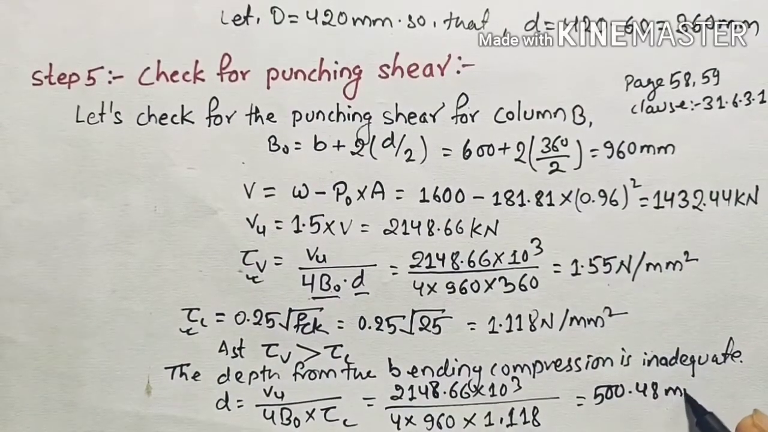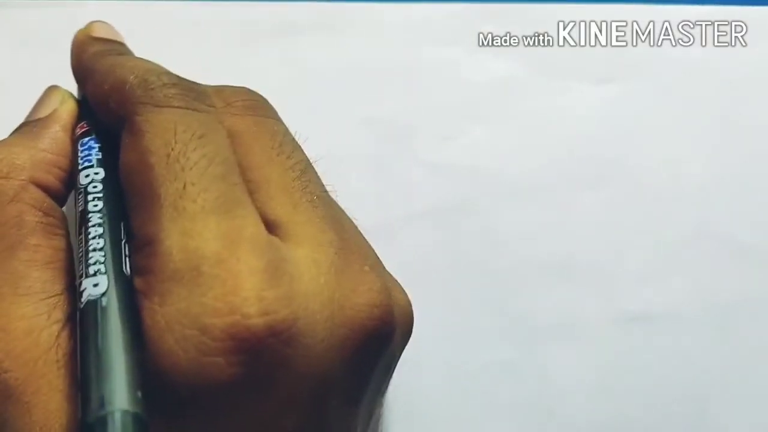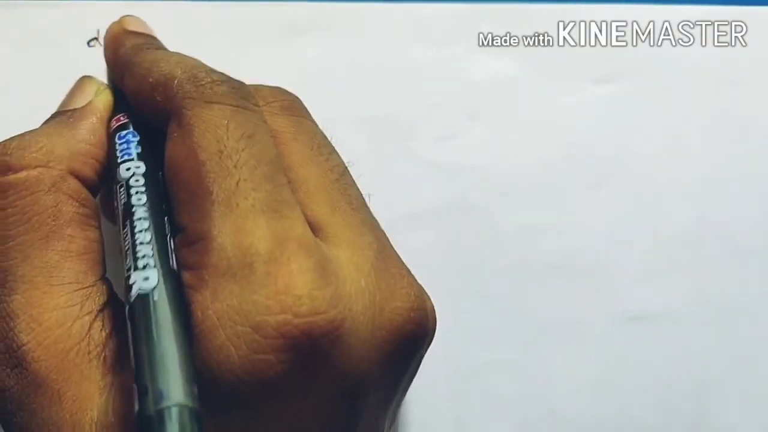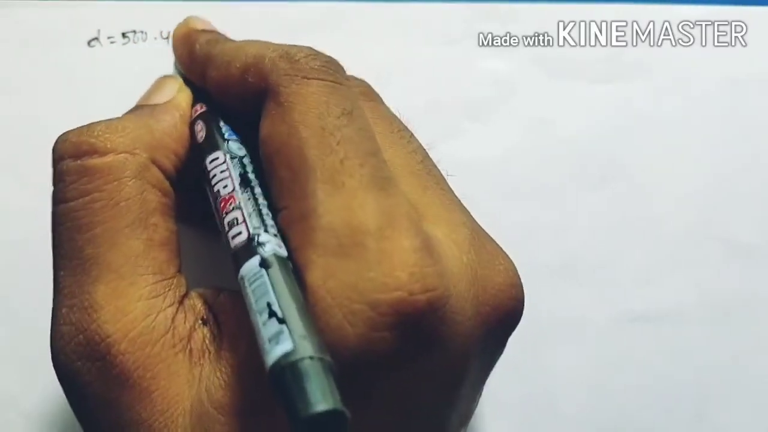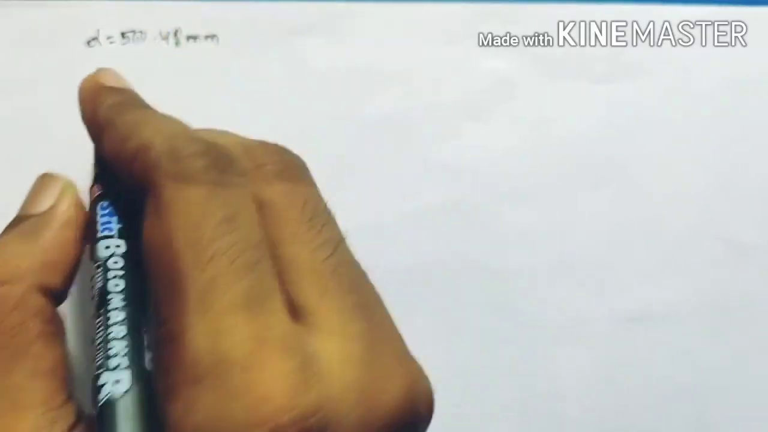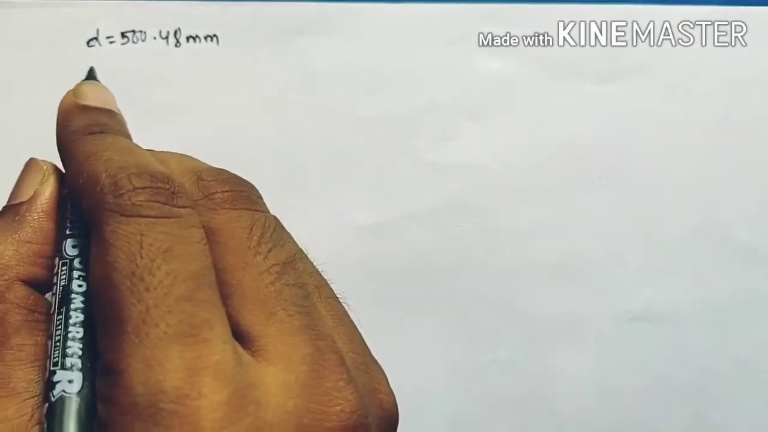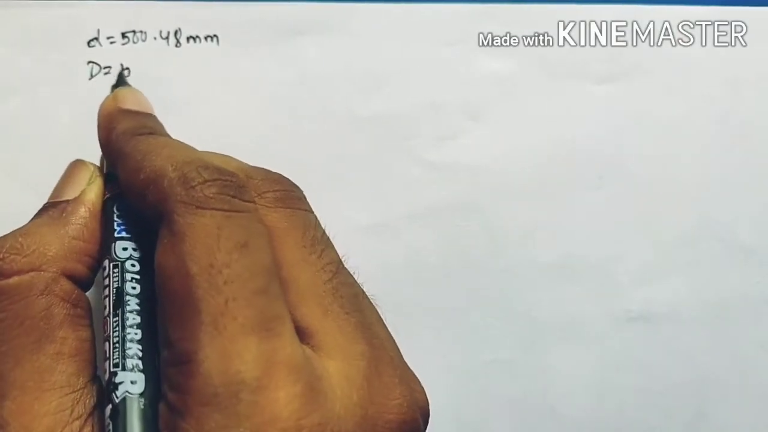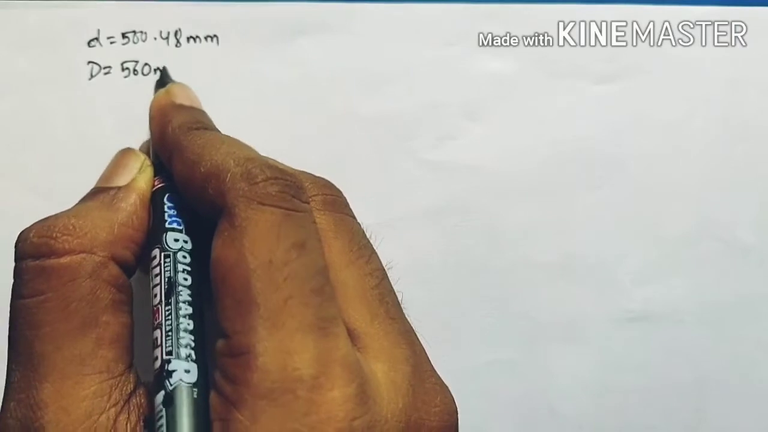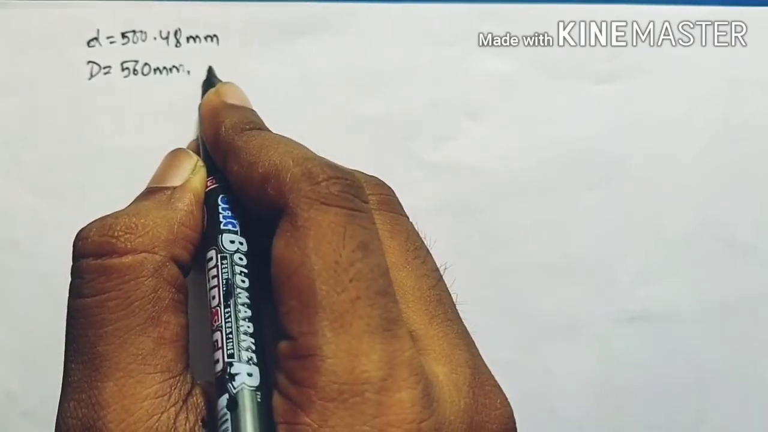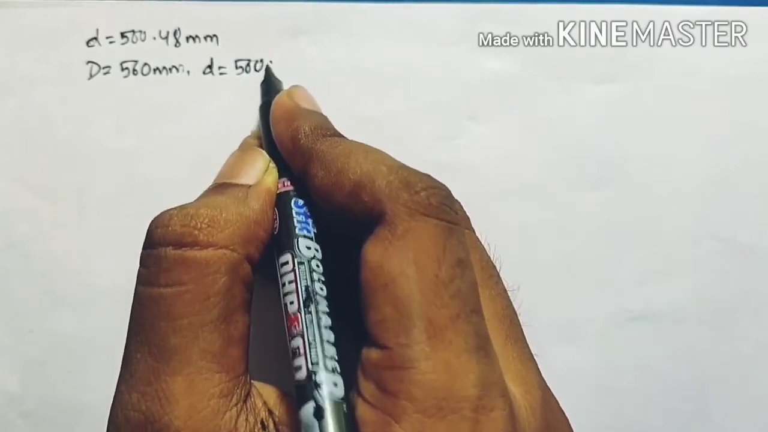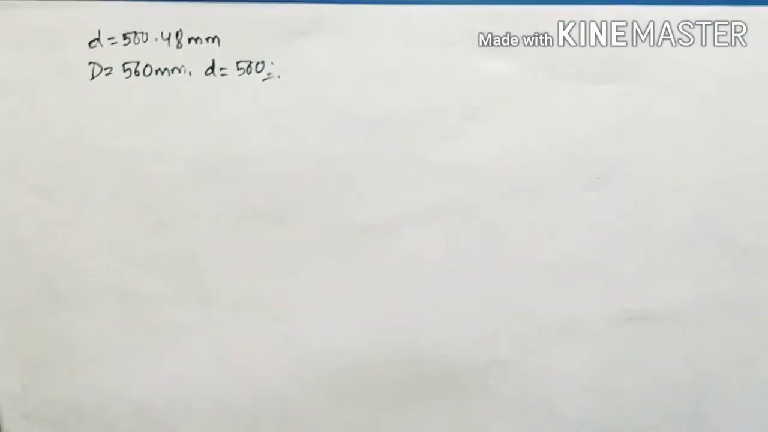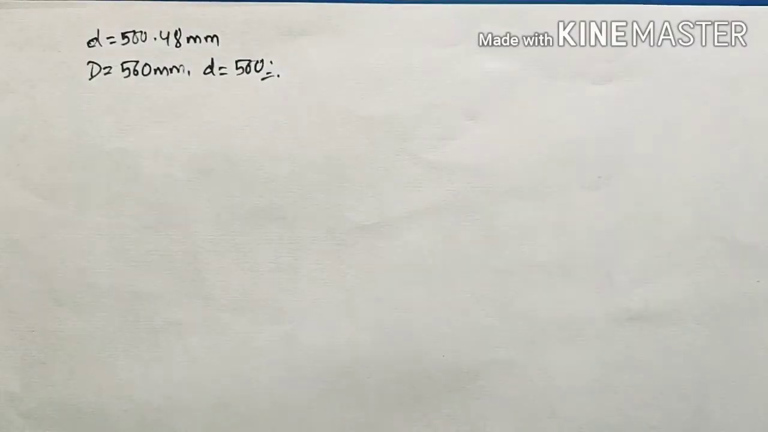Now from here we will get the value of d equals 500.48 millimeter. As we have got d equals 500.48 millimeter, let us take overall depth equals 560 millimeter and small d equals 500 millimeter. This is our corrected depth, and this is going to satisfy our numerical.